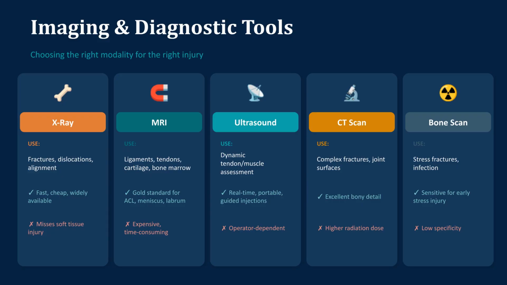Ultrasound is great for dynamic assessment of tendons and muscles. It's real-time, portable, and good for guided injections, but it's operator-dependent. CT scan gives excellent bony detail for complex fractures and joint surfaces, but has higher radiation dose. And bone scan is sensitive for early stress fractures and infection, but has low specificity.